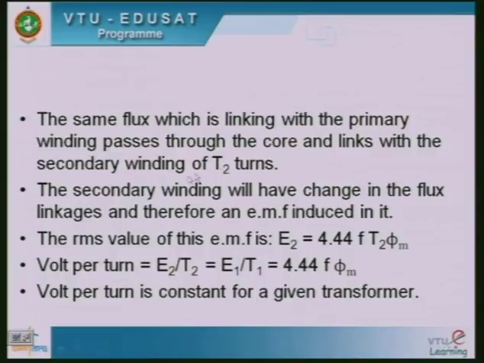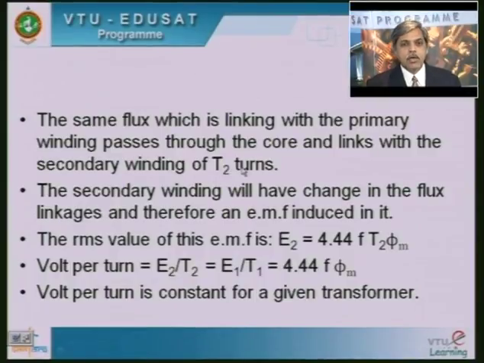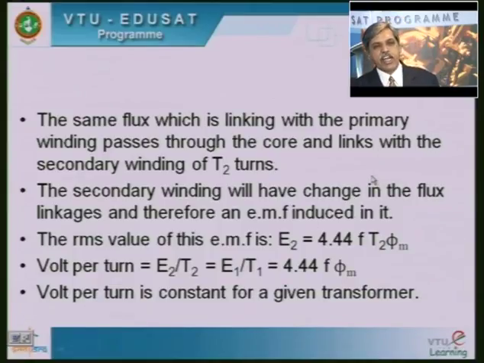Now, the secondary winding has T2 turns. So there will be flux linkages in the secondary winding, which is given by the product of T2 and phi, where phi is phi m sin omega t. Because the flux is sinusoidally changing with respect to time, there will be a change in the flux linkages in the secondary also.